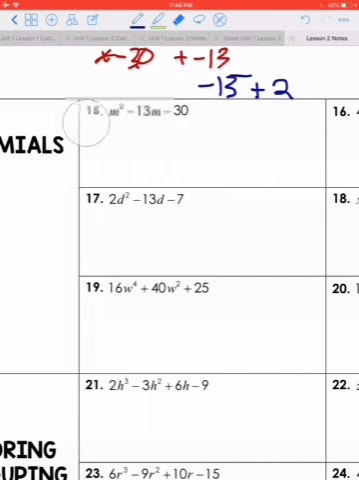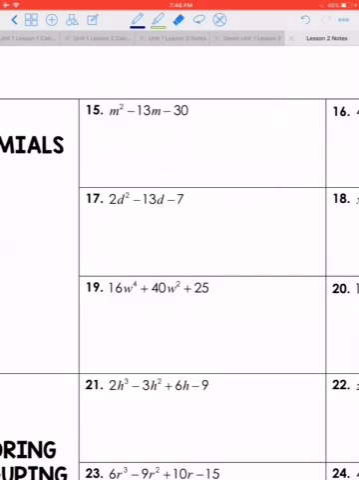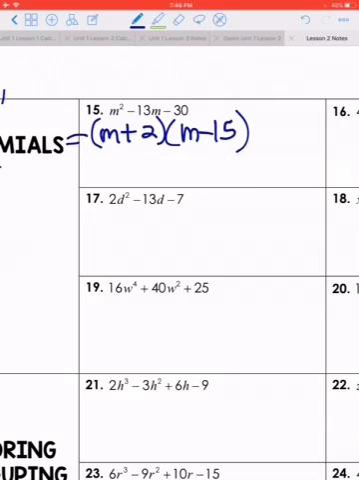Okay, so that's how you're going to factor here. And so this would just be m plus 2, m minus 15. Okay? And that's like when your coefficient is 1 in front of the leading variable. So m squared has a coefficient of 1. That makes it a lot easier.